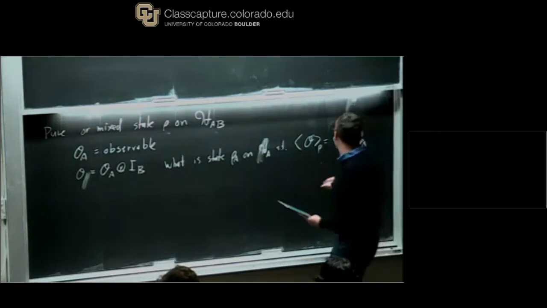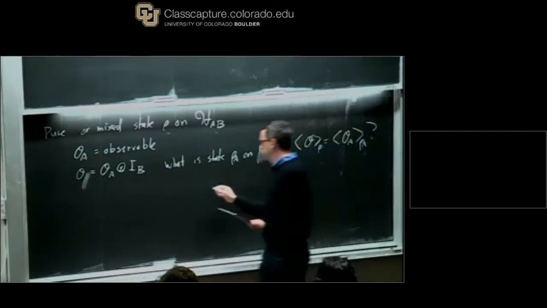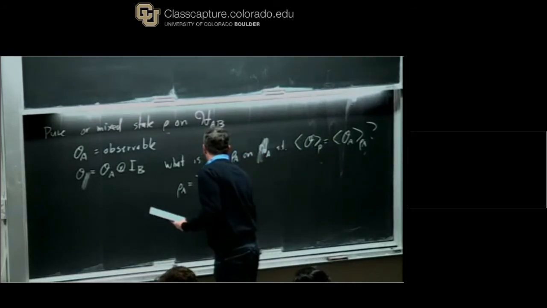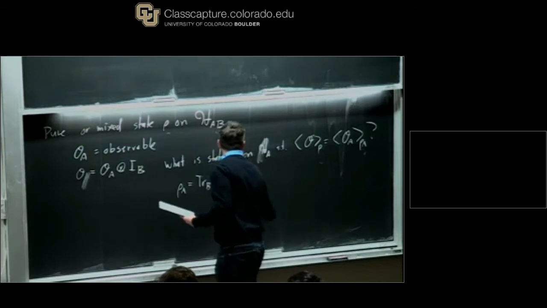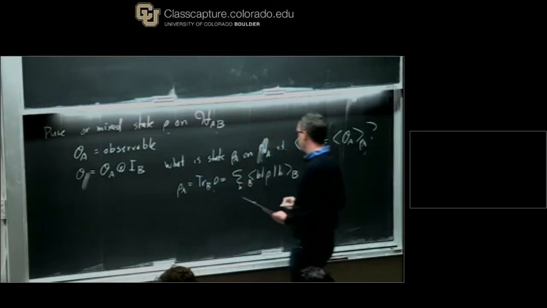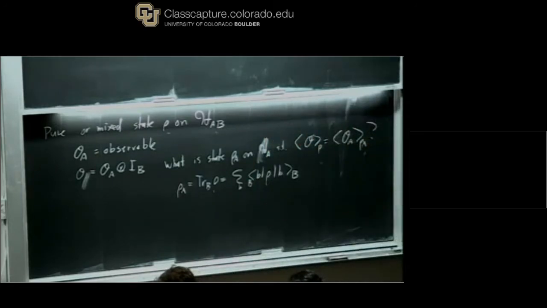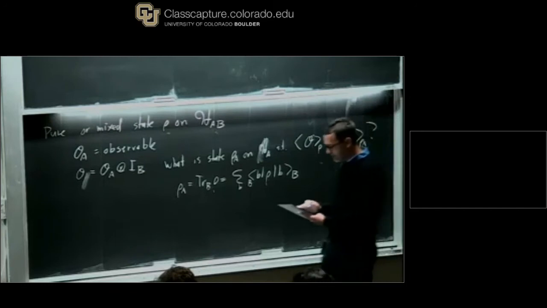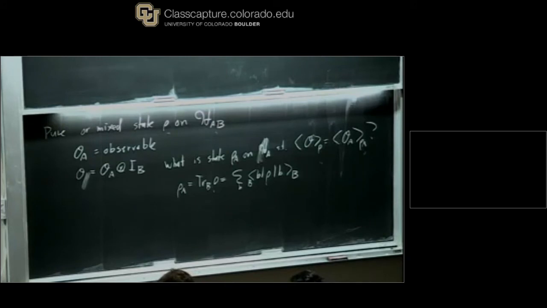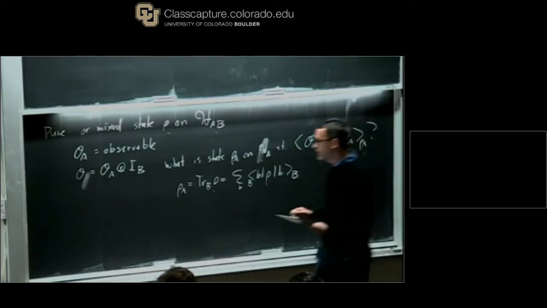Of course, that's a bit of an abstract way to say it. The answer to this question is simply that rho A is the trace on B of rho, a sum on B in any basis. Okay, and you can check that it works, and this is the effective state for observers who are doing their experiments only on A and who don't have access to B.